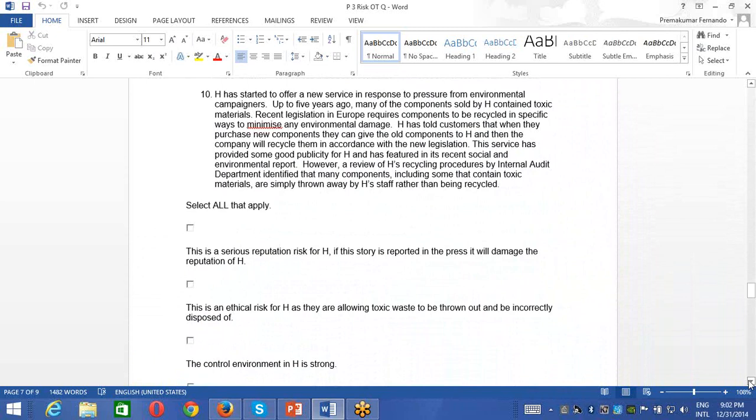These are ethical risks where they are allowing toxic waste to be thrown out and incorrectly disposed of. Ethical means you are doing something. Yes. Because that is unethical, what they are doing. It isn't necessary.